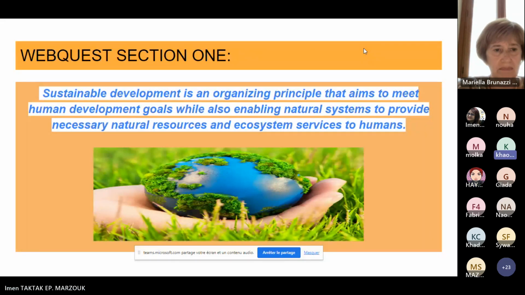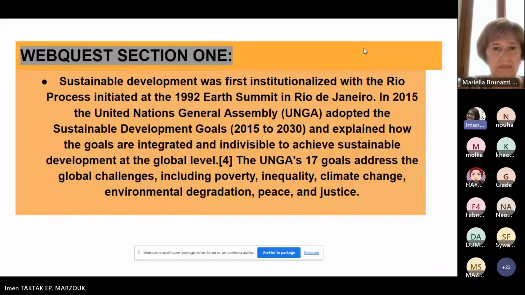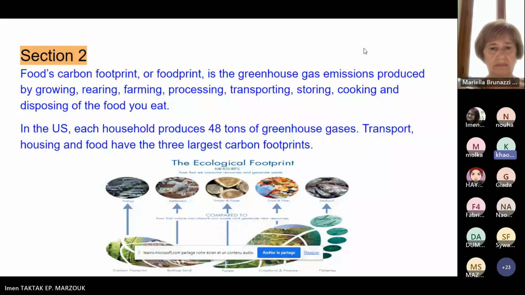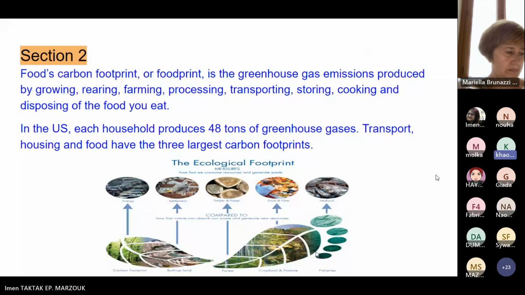For section 1, Aurora is supposed to present it. So we move to section 2. It's of the Webquest, a glossary. It's a glossary with different vocabulary that we deal with in our section. So we explain these words. If you are wondering what food carbon footprint means, a footprint is the greenhouse gas emission produced by growing, breeding, farming, processing, transporting, storing, cooking, and disposing of the food you eat.